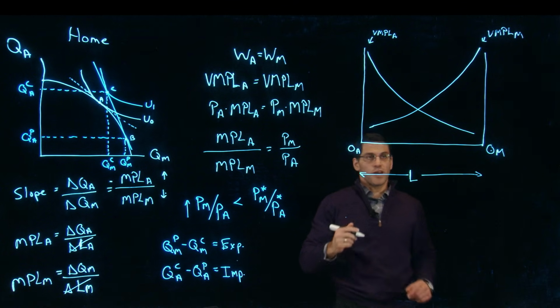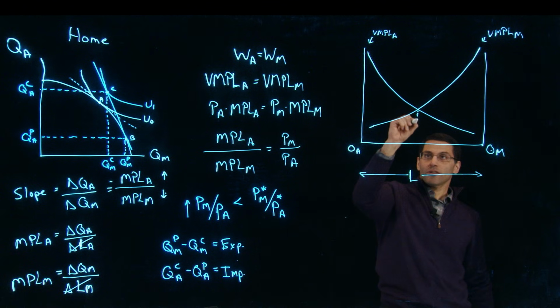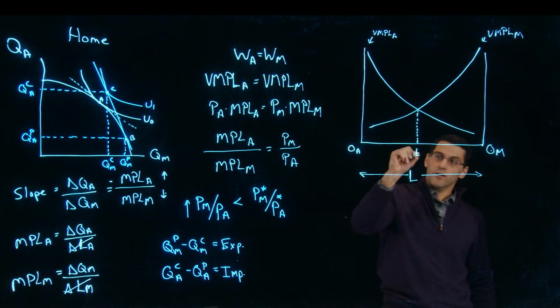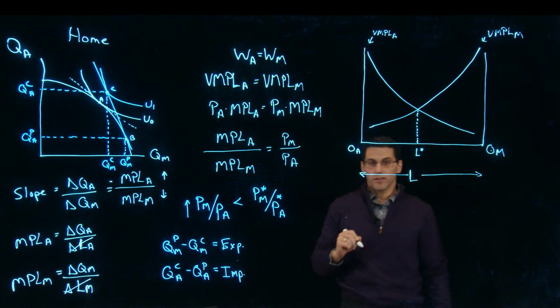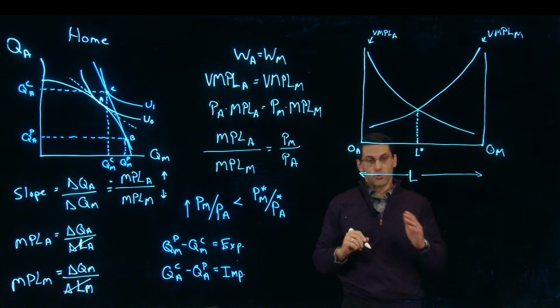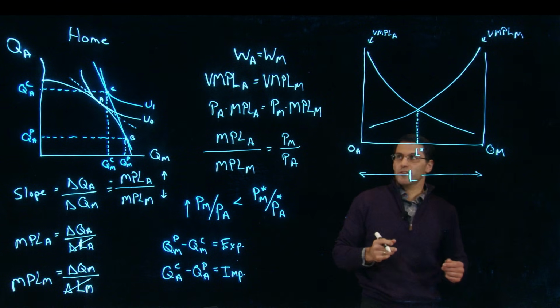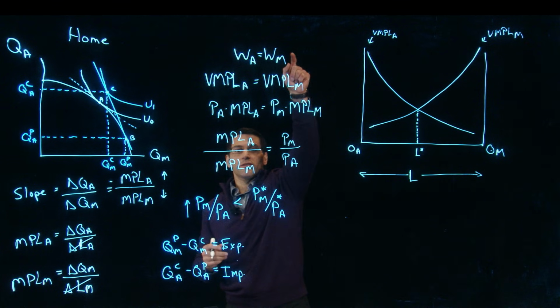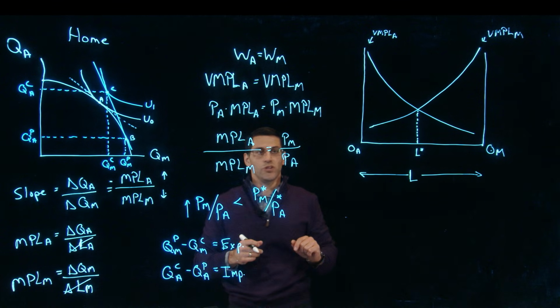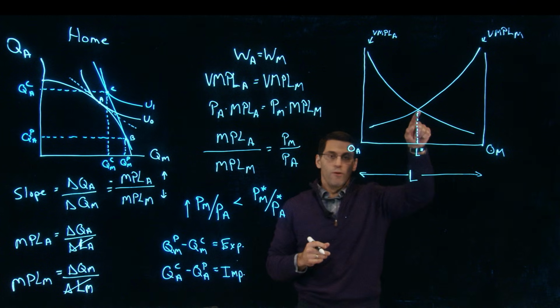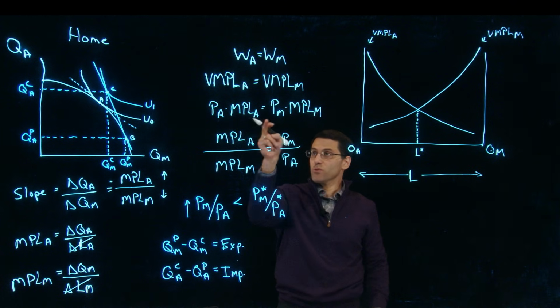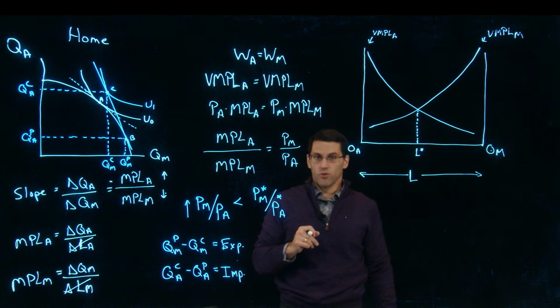The point where they intersect, that's the equilibrium allocation of labor between agriculture and manufacturing. Why? Well, to see that, let's go right back to this equation here. What's true where the two curves intersect? That's where this equilibrium condition holds true.